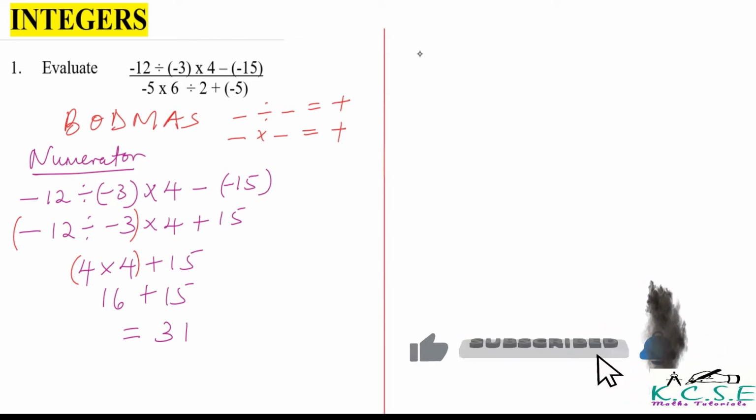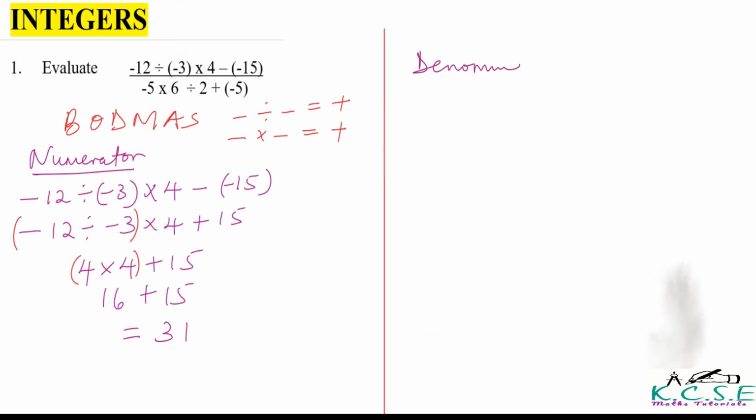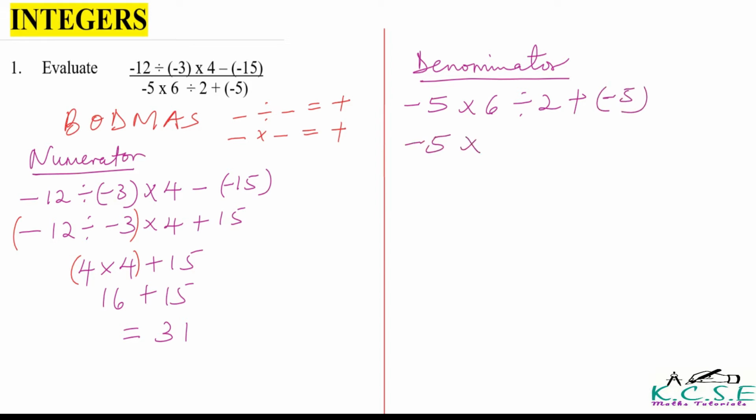Let's go to the denominator. Denominator, we have negative 5 times 6 divided by 2 plus negative 5. We remove this bracket first, so negative 5 multiplied by 6 divided by 2. Positive multiplied by a negative gives a negative. So in this case, we shall have negative 5.